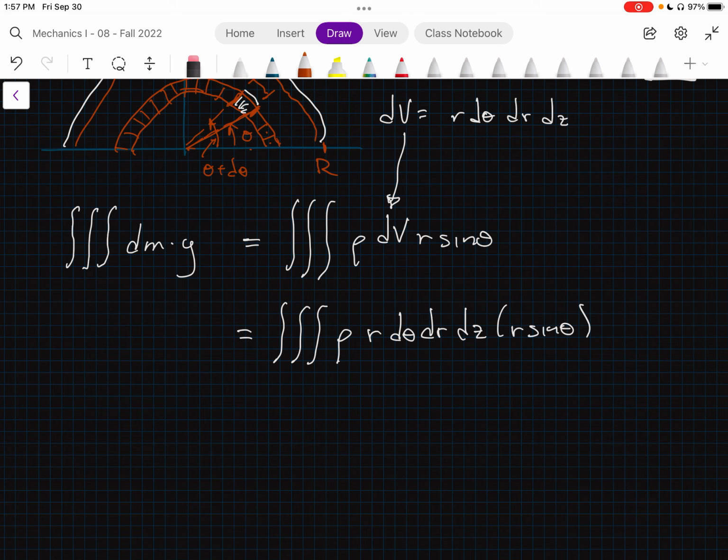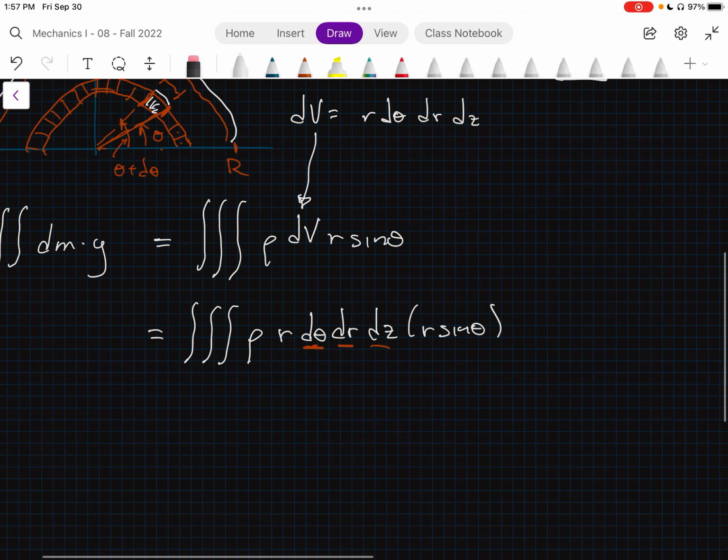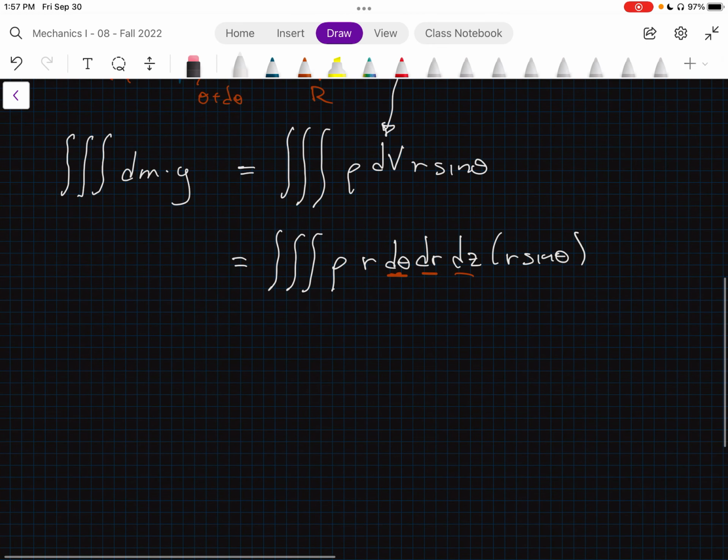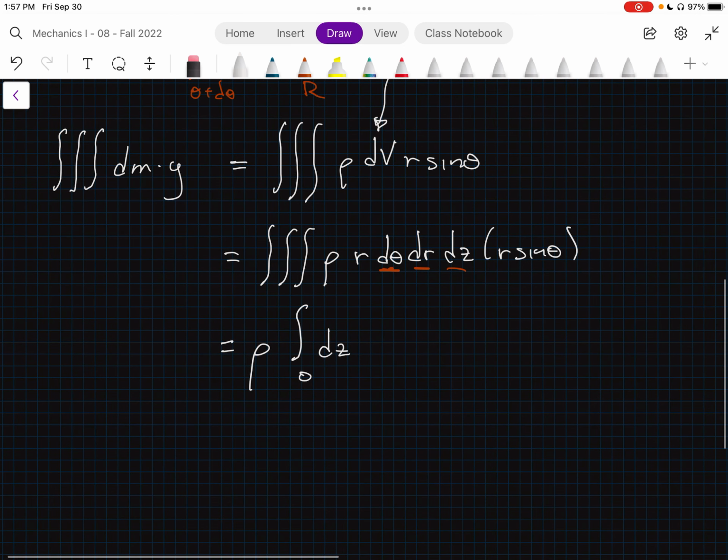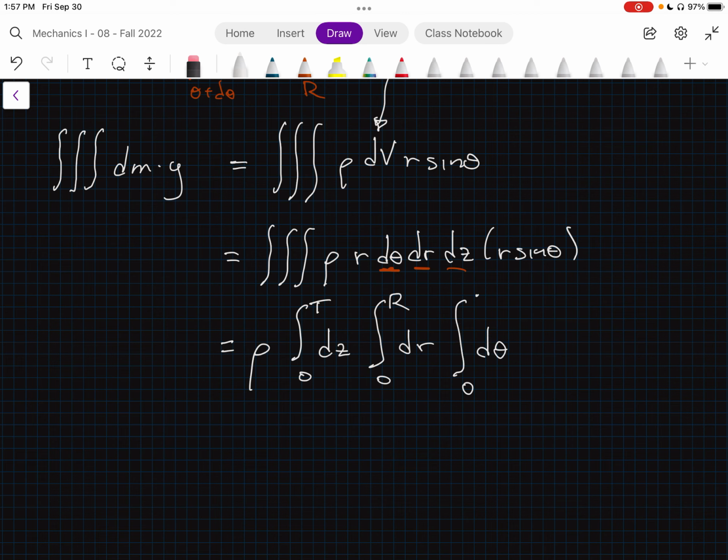So now I kind of like to just attach these differentials to an actual integral so we can set up the limits. Remember rho is a constant, so I can take that outside of the integral. So dz, we said we're going to integrate from 0 to t. dr, we will integrate from 0 to r. d theta, we're going to integrate from 0 to pi.